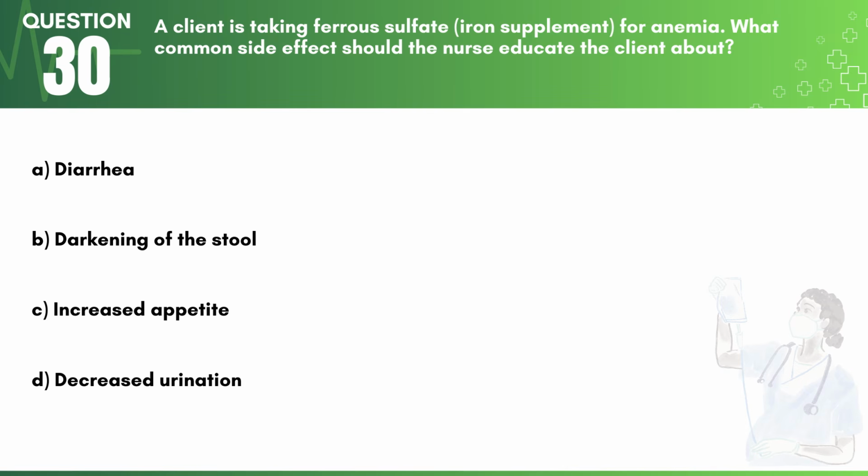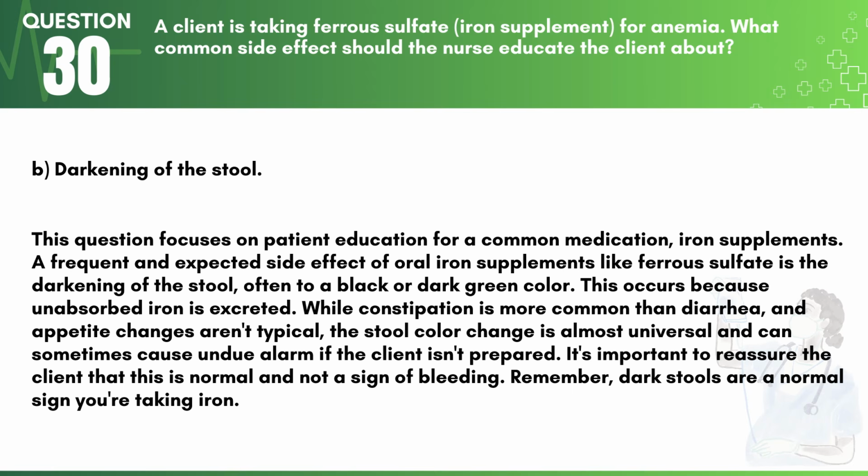Question 30. A client is taking ferrous sulfate, iron supplement, for anemia. What common side effect should the nurse educate the client about? A. Diarrhea. B. Darkening of the stool. C. Increased appetite. D. Decreased urination. Answer B. Darkening of the stool.